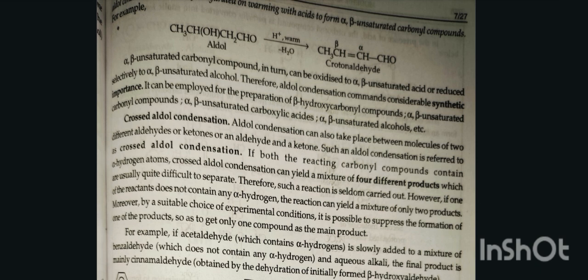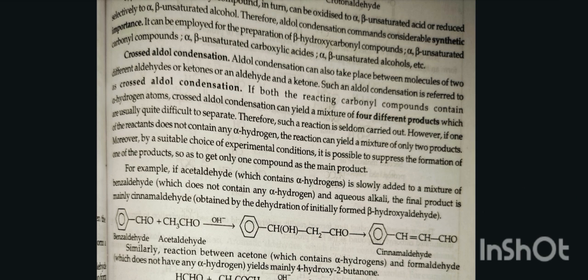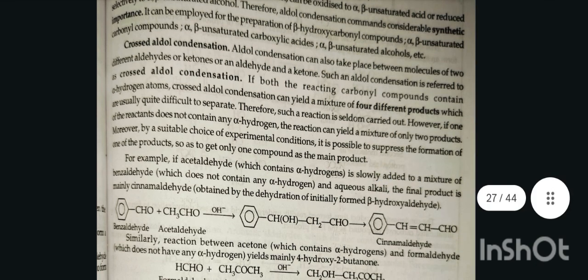It can be employed for the preparation of beta-hydroxy carbonyl compounds, alpha-beta unsaturated carbonyl compounds, alpha-beta unsaturated carboxylic acids, alpha-beta unsaturated alcohols, etc. Cross aldol condensation. Aldol condensation can also take place between molecules of two different aldehydes, or two ketones, or an aldehyde and a ketone. Such an aldol condensation is referred to as crossed aldol condensation. If both the reacting carbonyl compounds contain alpha hydrogen atoms, crossed aldol condensation can yield a mixture of four different products which are usually quite difficult to separate. Therefore, such a reaction is seldom carried out.